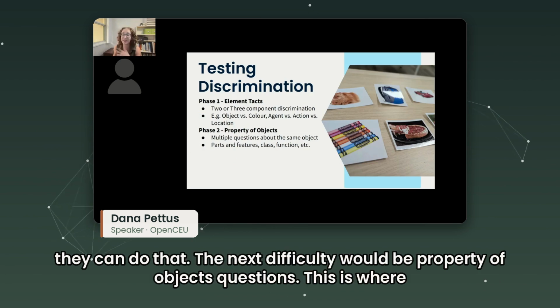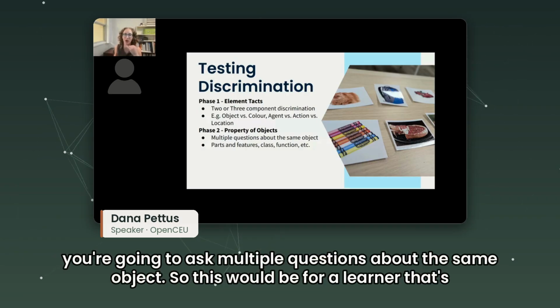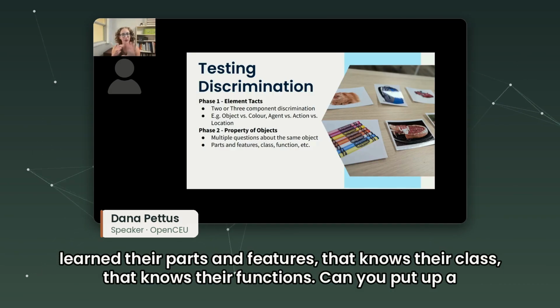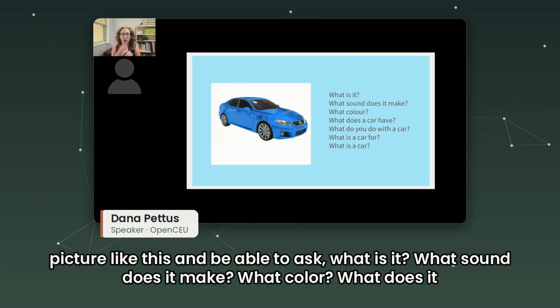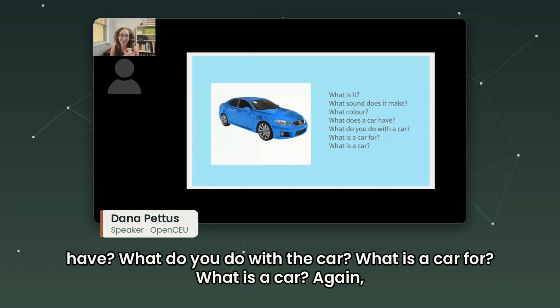But say you have a learner who can do that. The next difficulty would be property of objects questions. This is where you ask multiple questions about the same object. So this would be for a learner who's learned their parts and features, knows their class, and knows their functions. Can you put up a picture like this and ask, what is it? What sound does it make? What color? What does it have? What do you do with a car? What is a car for?